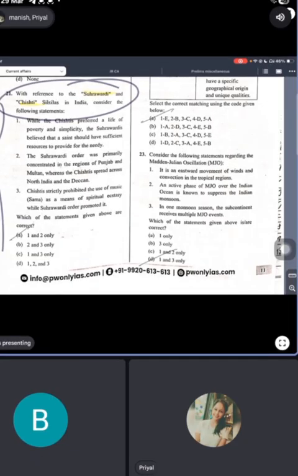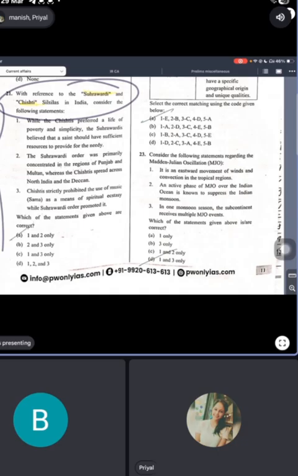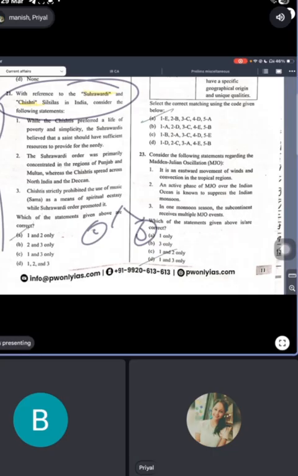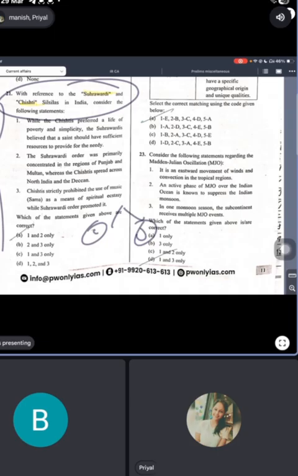while the Suhrawardi order promoted it. See guys, these are two philosophies basically, Chishti and Suhrawardi. And guys, you already know that when there is any movement, music is necessary, because without music, life is nothing actually. Even the great scientist Albert Einstein has said, life is music. Without music, I think there is nothing.